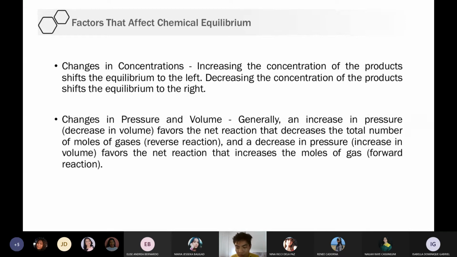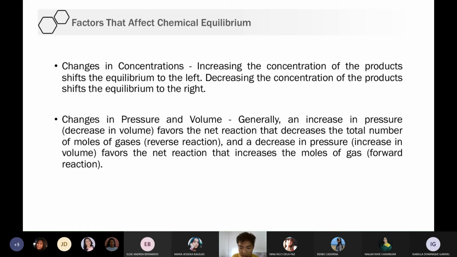Next one, changes in pressure and volume. Okay, so generally, an increase in pressure favors the reaction that decreases the total moles of gas. So when you increase the pressure, the reaction will proceed towards the side of the reaction which has smaller moles of gases. Okay? Bakit? Kasi if you increase the pressure, your molecules will be clumped together. Magsasama-sama sila. So, in order to maximize the volume they occupy, mas pipiliin nila maging lesser moles of gas, para mas maipit sila efficiently.